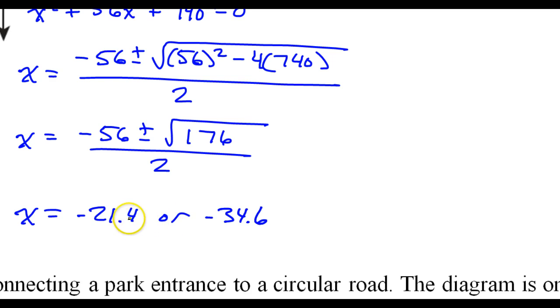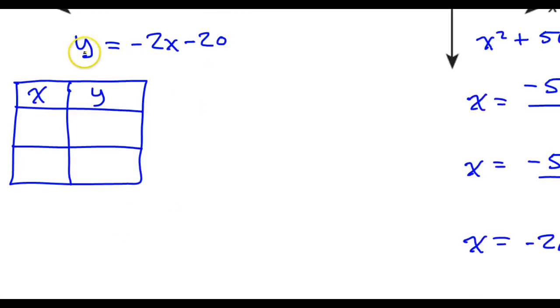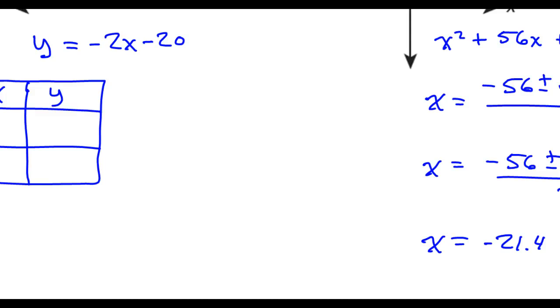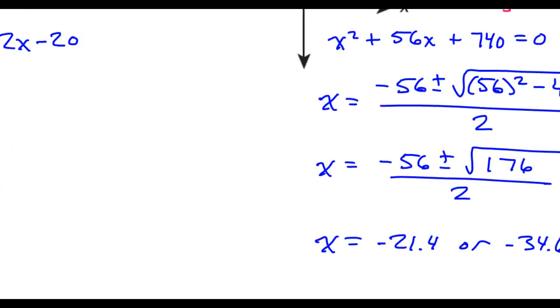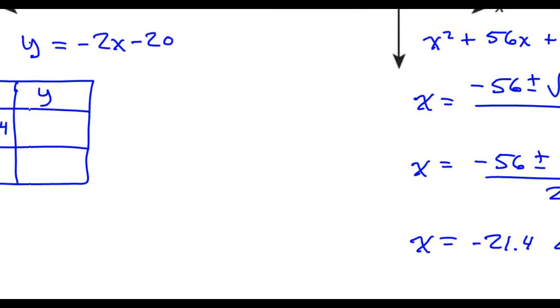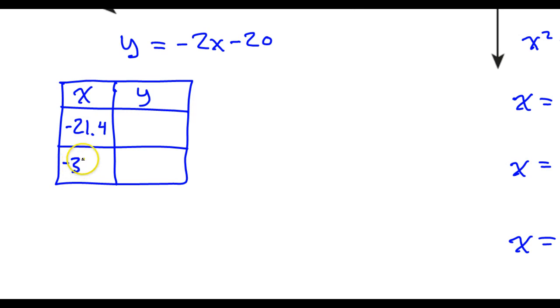Now I need the two y values that go with them. Remember that y equals negative 2x minus 20. That's the equation of the line that we had right from the start. So I like to make a table of values to help me think and organize my work. We have one x value that is negative 21.4, and another x value that's negative 34.6. To get the y values, I'm going to use this equation.